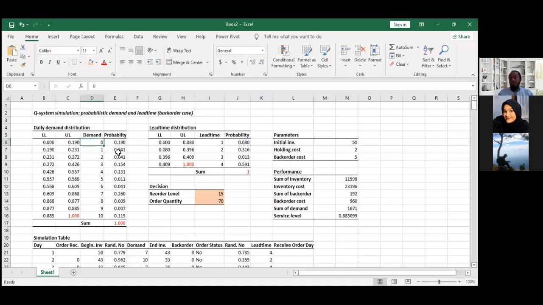Here you can see the demand value can be from 0 to 10, and also the lead time is probabilistic from 1 to 4. Because we have probabilistic demand and lead time, it is very hard to model using a mathematical model. Then we know one of the alternatives to model the system is simulation.